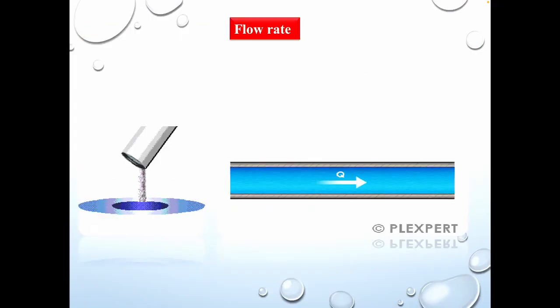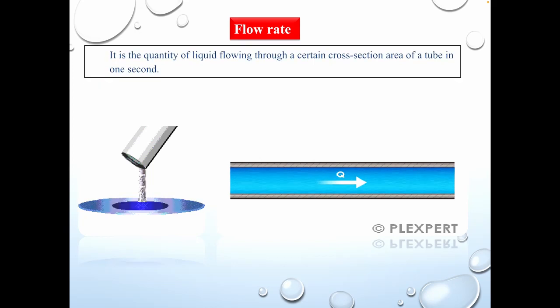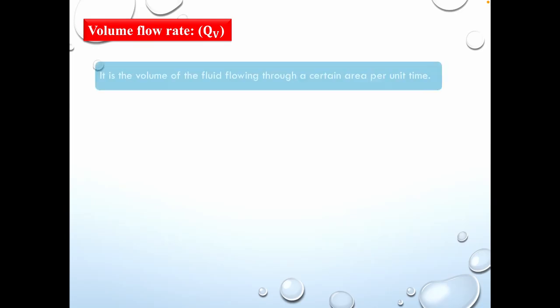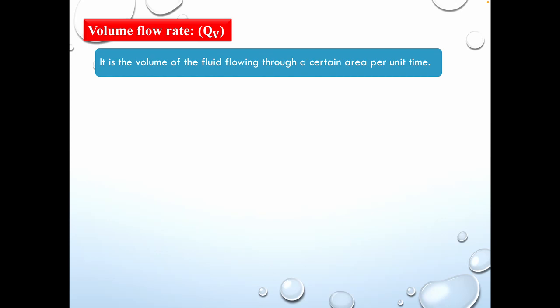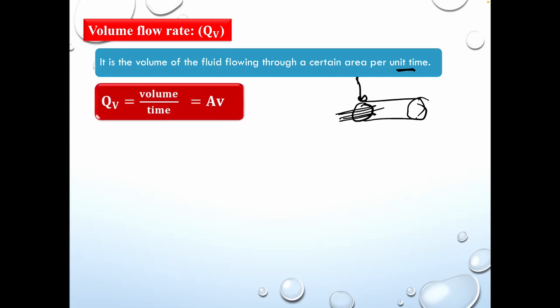Flow rate, another part from this lesson, which is called flow rate. Flow rate is a quantity of liquid flowing through a certain cross-section area of the tube in 1 second. I search for the amount of the liquid coming out from a cross-section area of the tube in 1 second. Flow rate, QV. It is the volume of the fluid flowing through a certain area per unit time. If this is a tube, and the volume of the fluid comes out from a certain area, this area, per 1 second, which means unit time. QV equals volume over time, or equals area times velocity.